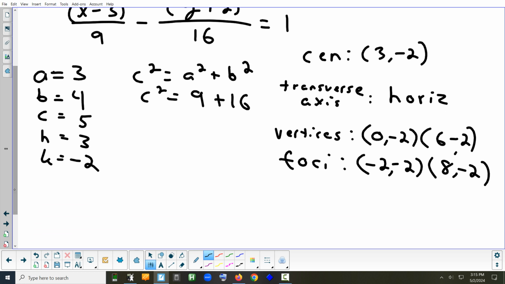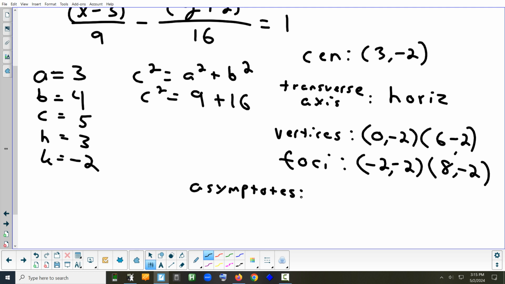The asymptotes. Okay, to write the asymptotes, we need 2 things. We need to know a point that the asymptote goes through, and we need the slope. Let's start with the point. What's the point that the asymptote is going to go through? 3, -2. Asymptotes always go right through the center. So we have a point.